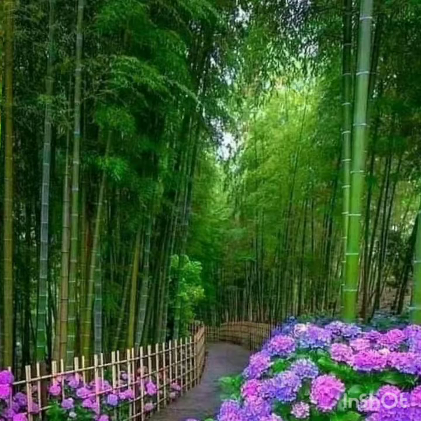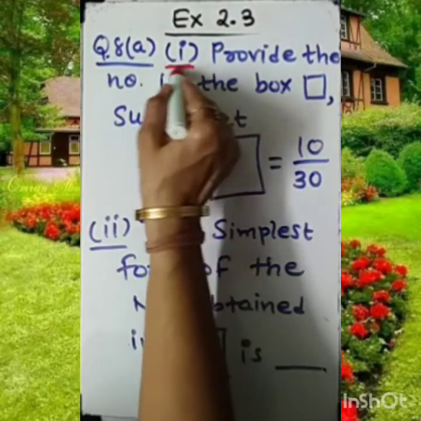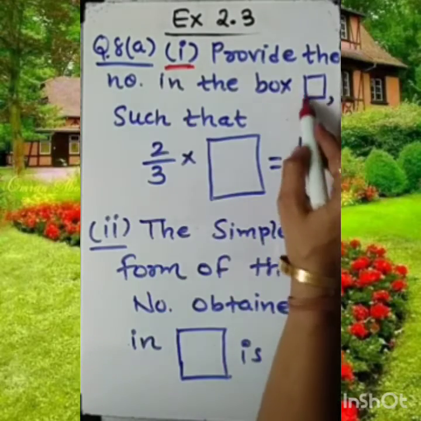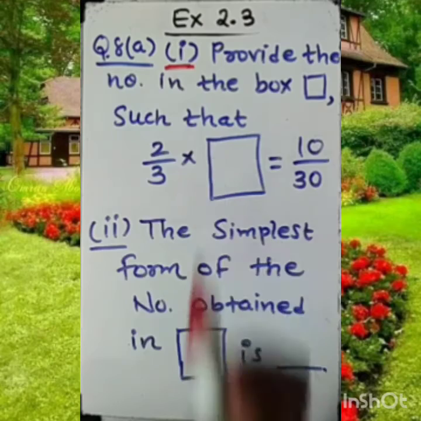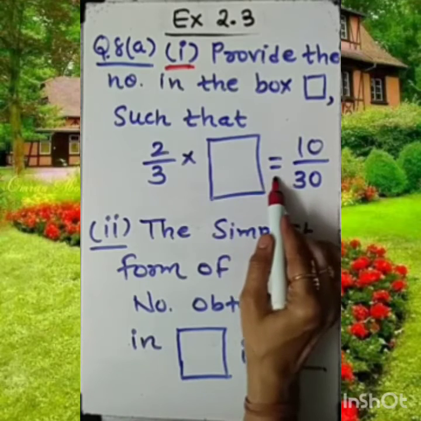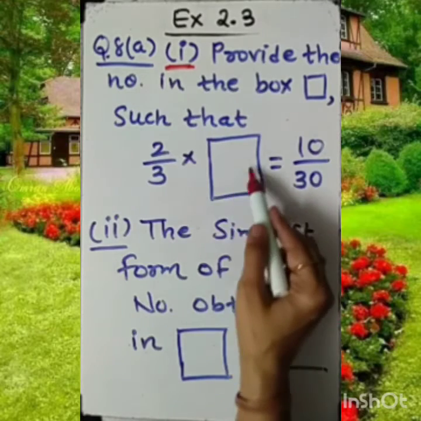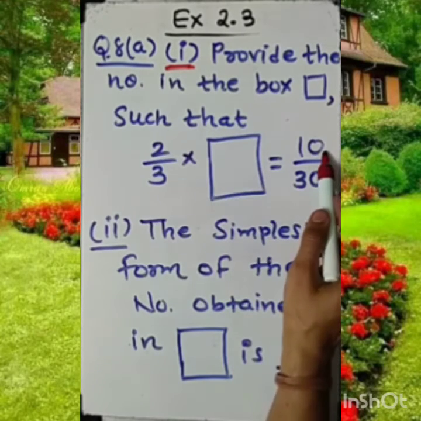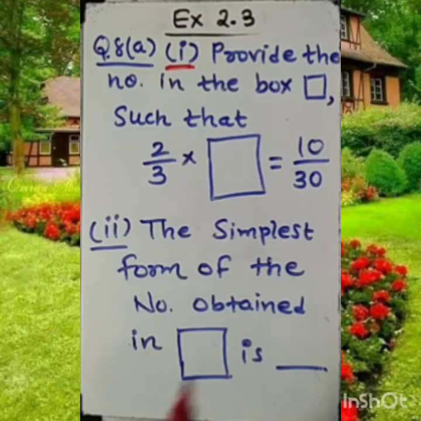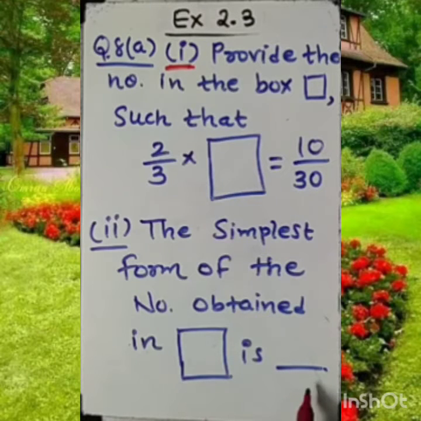So my dear student, in exercise 2.3, question number 8 we are given. It's the A part. Look at your screen. Here in A we are given: provide the number in the box. This is the empty box we are given here, such that 2/3 into what should I enter here so that I should have 10/30? Very simple. What should I put here so that the result should be 10/30? And the second part: the simplest form of the number obtained is dash. We need to convert it into simplest form also.